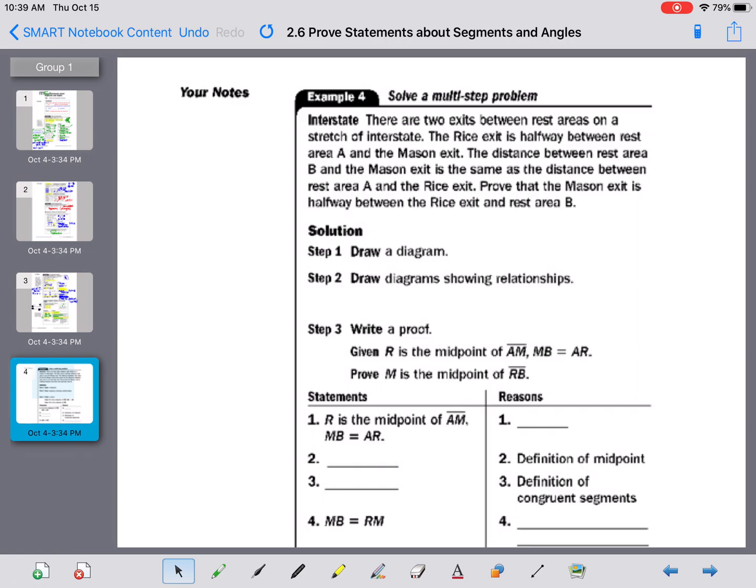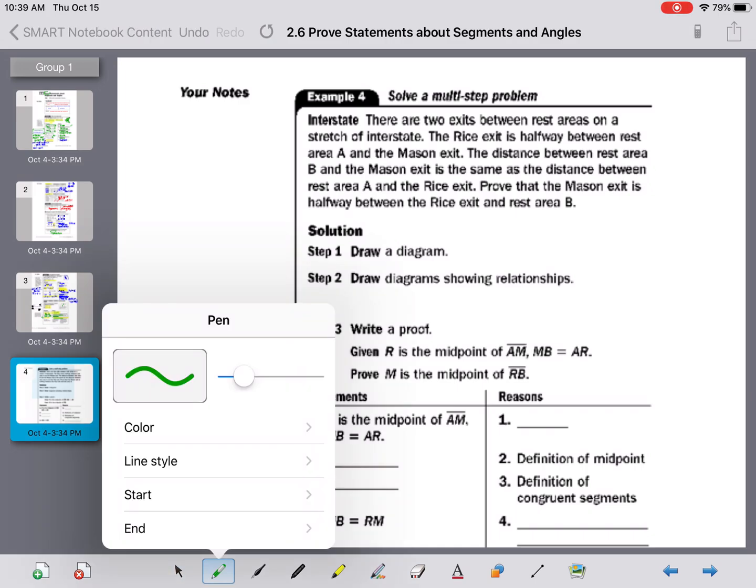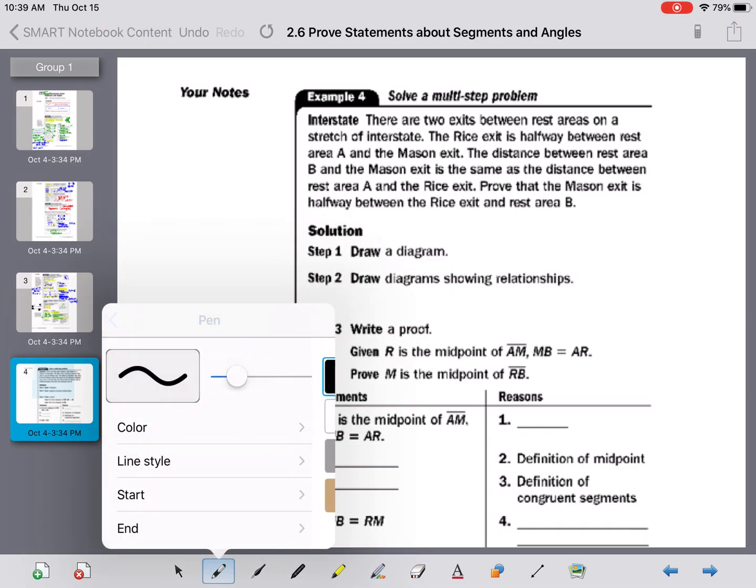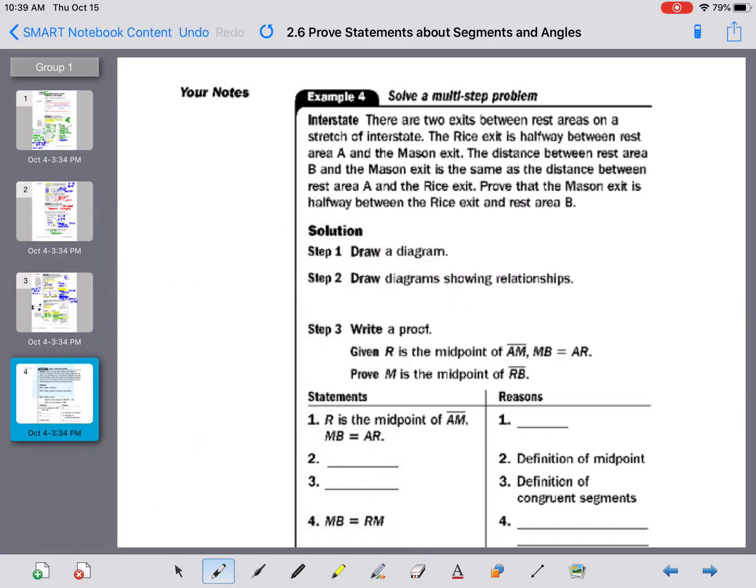I'm thinking that a lot of words here confuses me. I'm thinking a picture might help, right? Draw a picture. So I'm not doing anything different. I'm just taking the information they gave me and drawing a picture. That's what I'm going to do to organize myself. Okay, two exits. I'm just going to write a big segment.